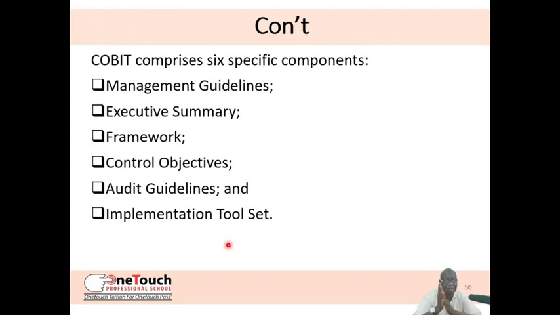Now, COBIT comprises 6 specific components. There are components in COBIT that they need to follow. The first one is management guidelines. There should be guidelines for every IT system in the organization. Then you have executive summary, framework, control objectives, audit guidelines, and implementation tool. Like the way ISA was developed, it's the same thing in this regard.